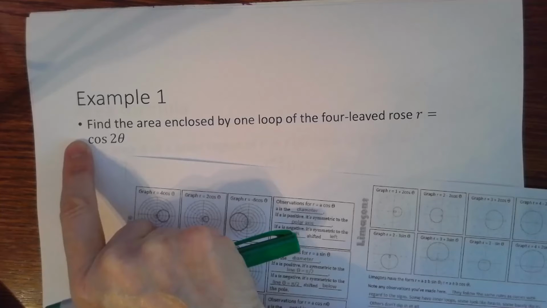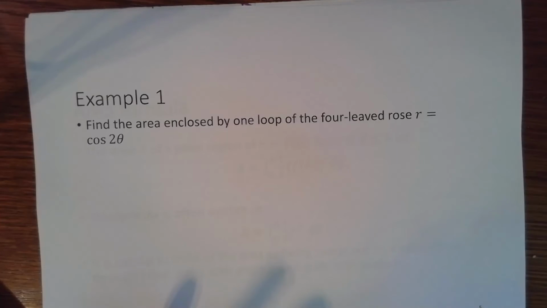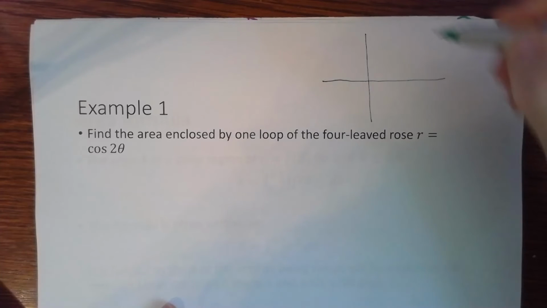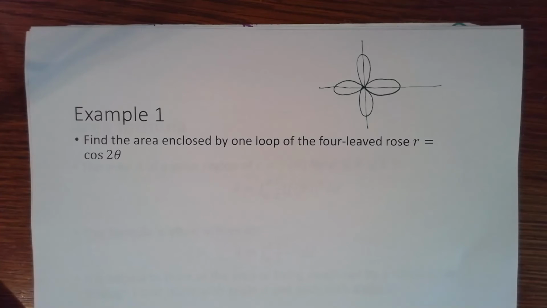All right, so that helps us draw a picture of this. We're going to get something that looks like this. And now we just want the area enclosed by one loop. So let's go ahead and maybe we'll just do this one right here. This is just one loop, or basically one petal.